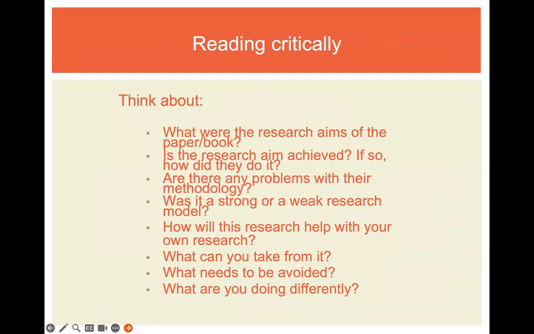So, to read critically then plays a very important role in the research process. It's not because what you are reading said so that it becomes true. We need to be careful about that. When we read the text, we need to look at what is the agenda or what is the aim of the paper, of the book. Is the aim being pushed forward here being achieved? If so, how? Are there problems with the methodology? Was it a strong or weak research model? How will the research help in your own research? That's a very important thing there.